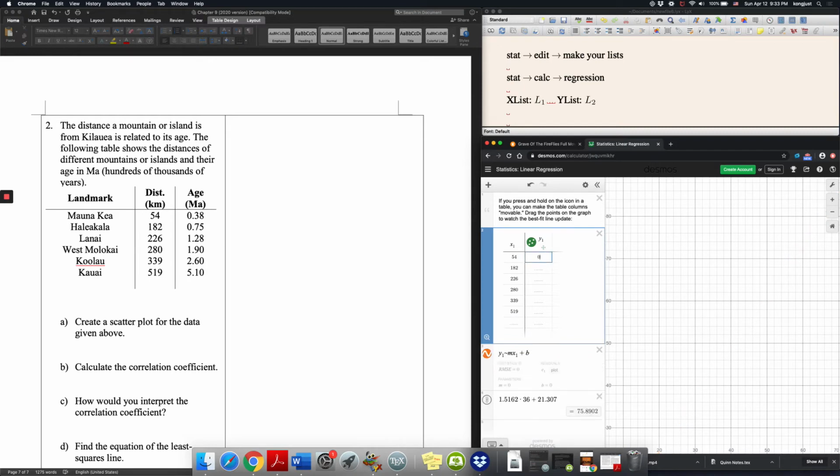Alright, this side is 0.38, 0.75, 1.28, 1.9, 2.6, and 5.1.